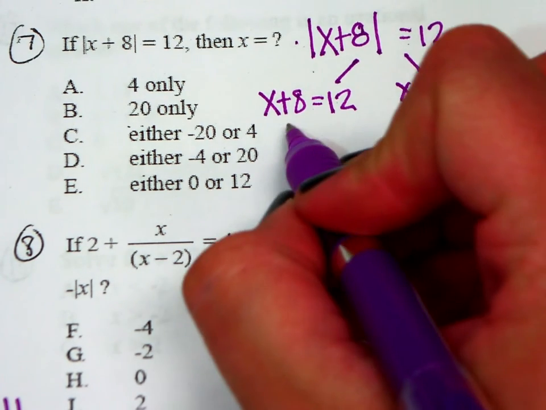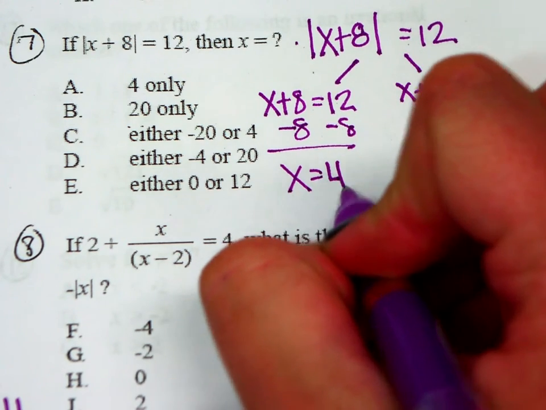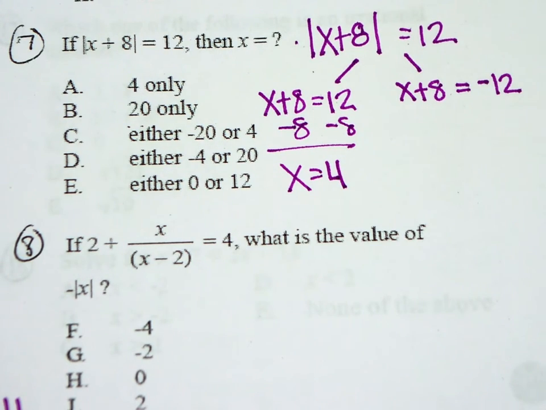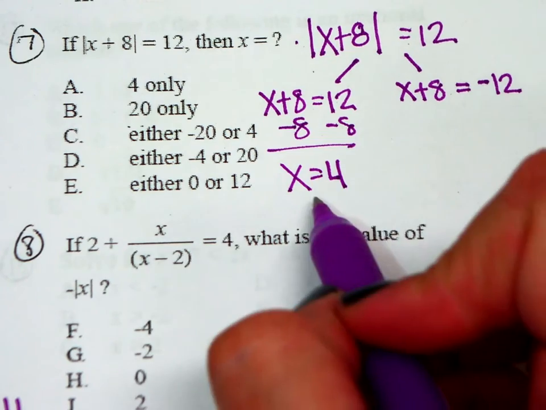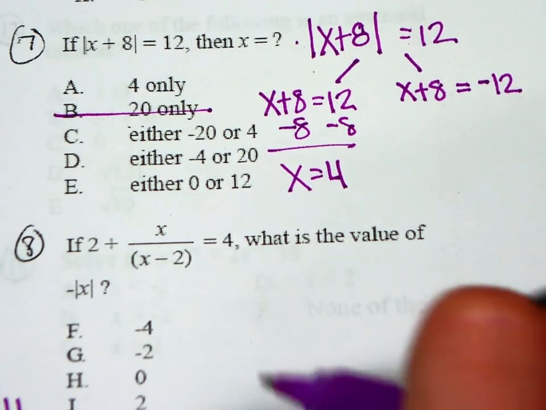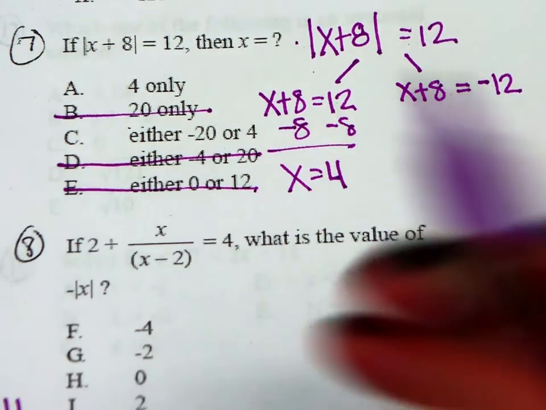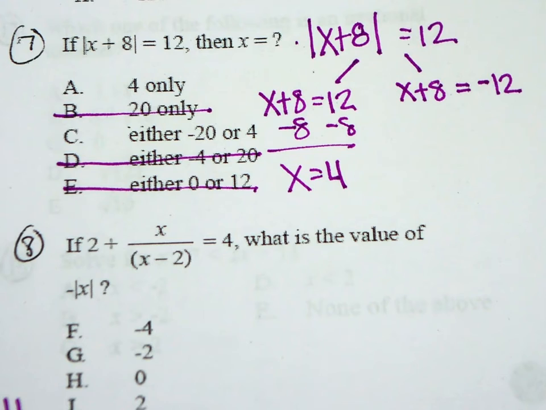So from here, I'm just going to solve. I'm going to subtract 8 from each side. So I get x to equal 4. I'm going to pause and look at my answer choices. So all I've done is one problem. I see that B is 20 only. That's out. This one says negative 4. There's no positive 4 in sight, and neither here. So right here, I've only done one piece of it. I've only done half the problem, and now I've narrowed it down to 50-50 chance.